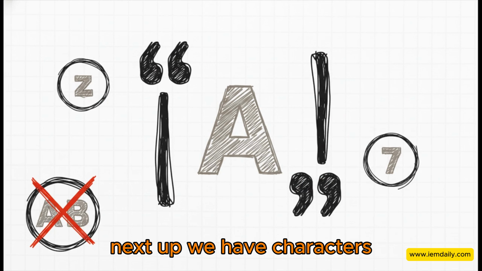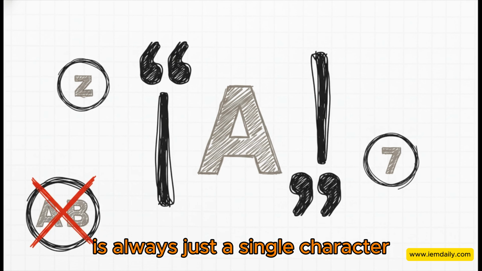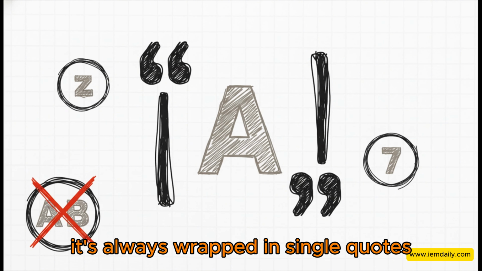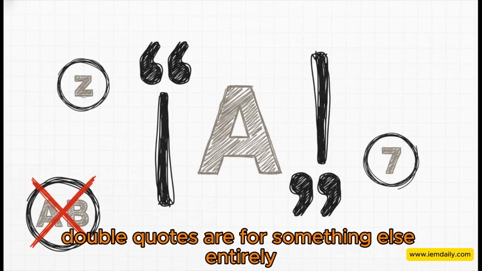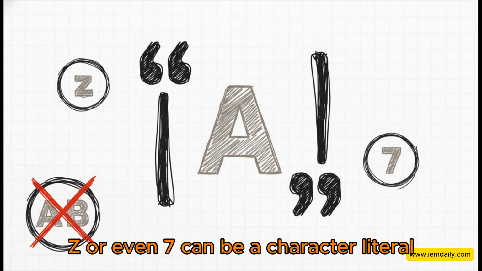Next up, we have characters. A character literal, or char, is always just a single character. And the most important thing to remember is the syntax. It's always wrapped in single quotes. Double quotes are for something else entirely, which we'll get to later. So A, Z, or even 7 can be a character literal.